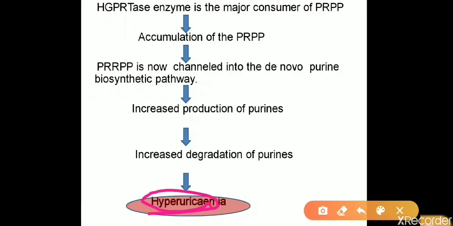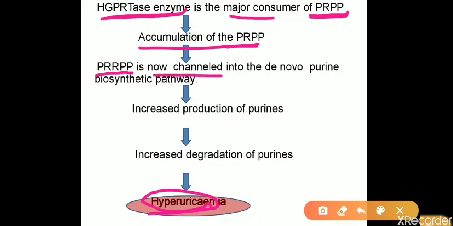In this patient, there will be complete deficiency of HGPRTase enzyme, and this HGPRTase enzyme is one of the major consumers of PRPP. So what is PRPP? Ribose 5-phosphate plus phosphate. Whenever there is a defective purine salvage pathway, our body produces more and more PRPP. So all this leads to accumulation of PRPP in our body. And what is the next metabolic fate of this PRPP? This PRPP is now channeled into the de novo purine biosynthetic pathway.